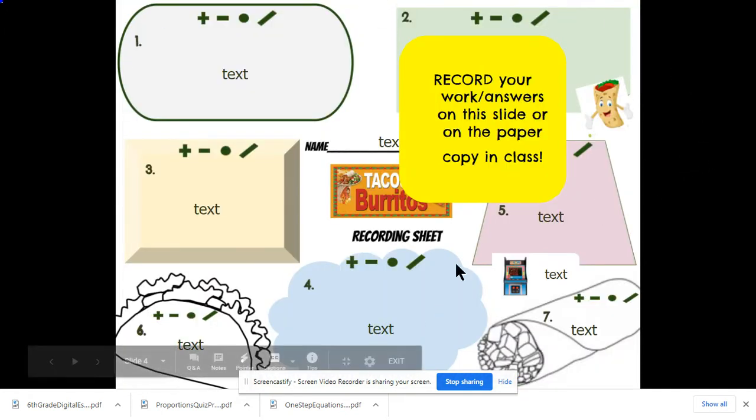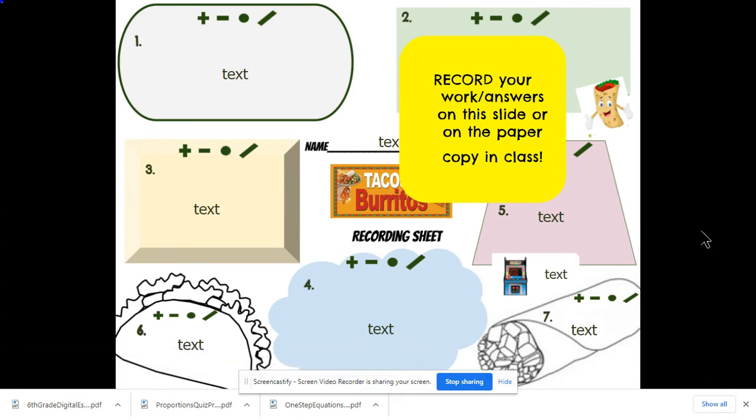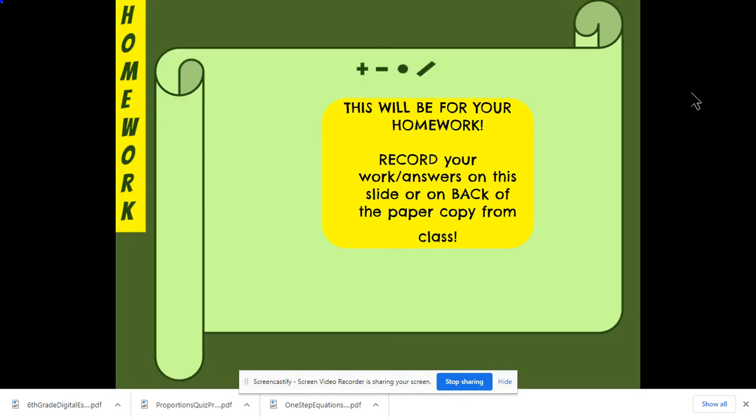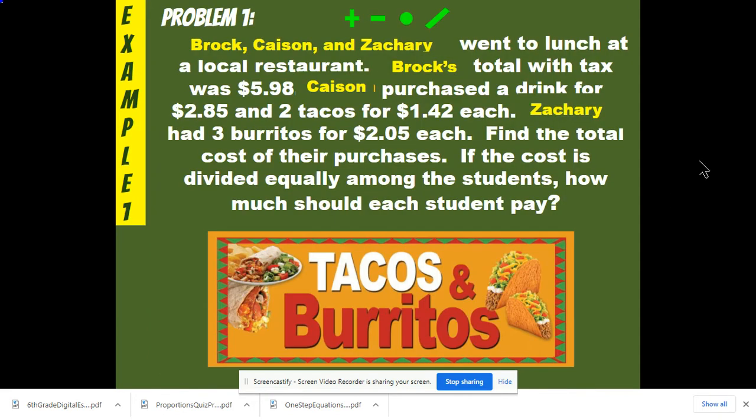Okay, you're going to be recording your answers on this slide, or if you're in class, you do have a paper copy, you can work on it on paper. And this next slide will be for homework, or if you're again in class, you can work on the back on paper. Okay, problem number 1. So you should have your recording sheet either on paper or your slide.